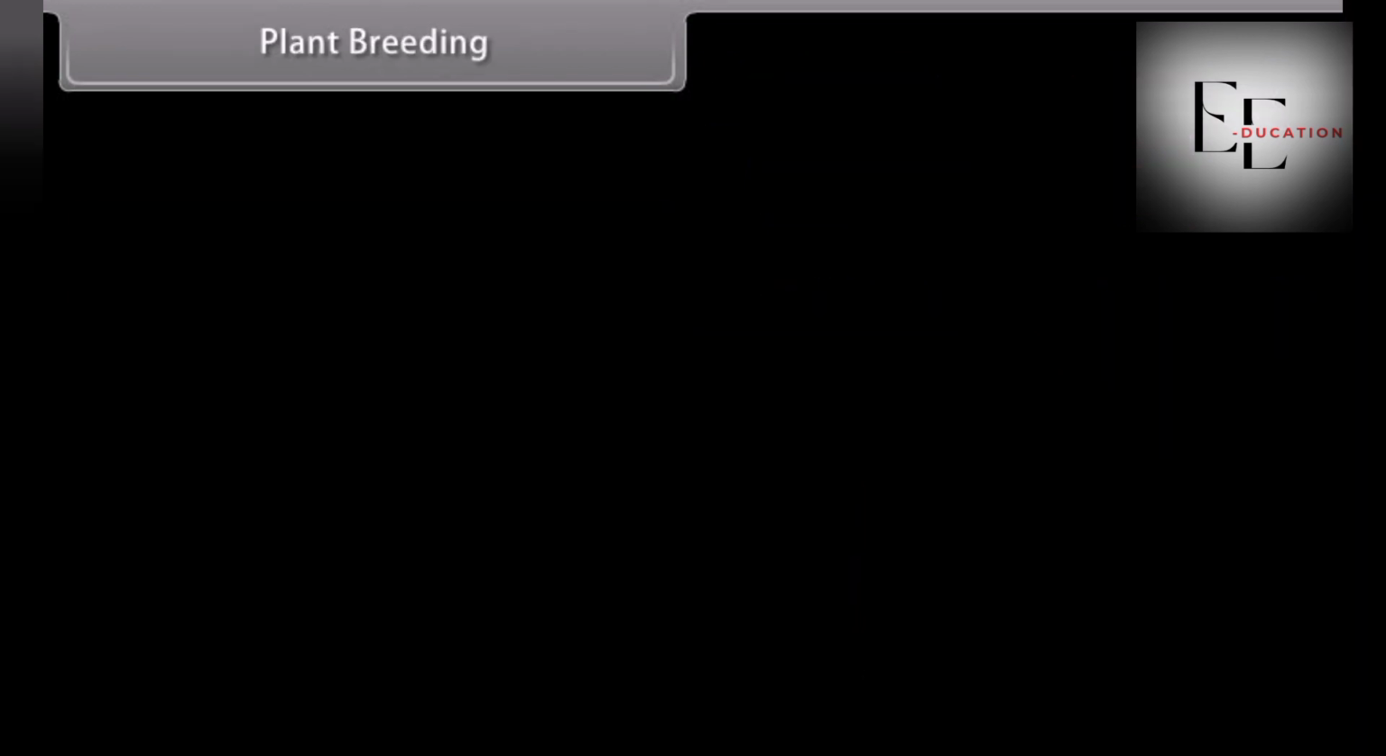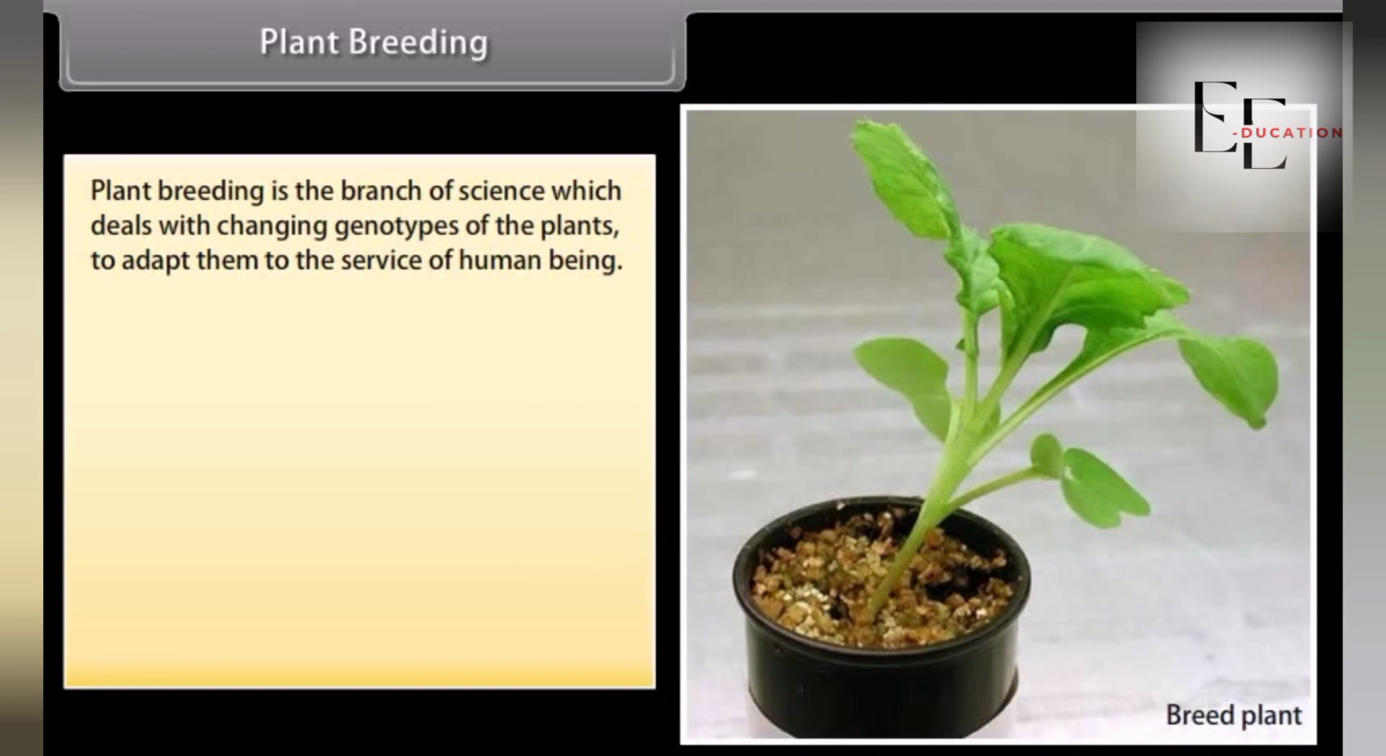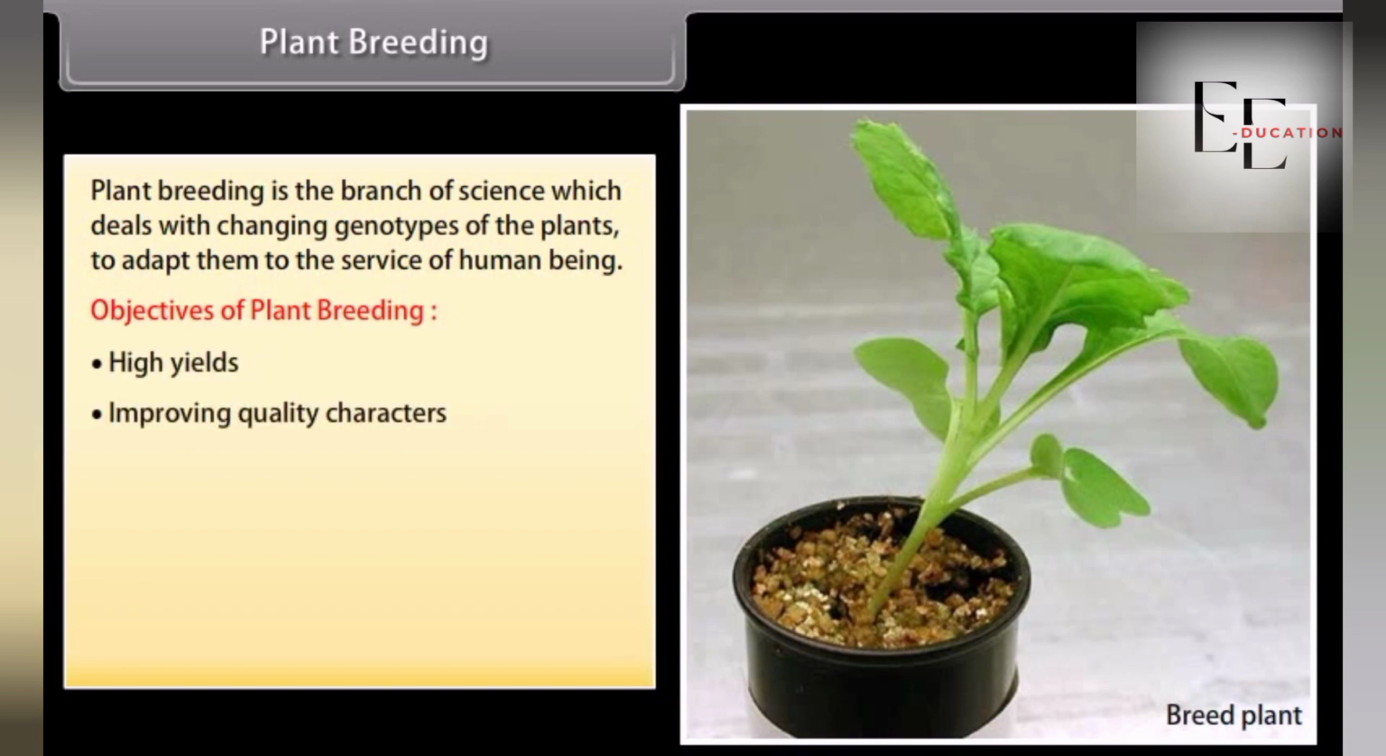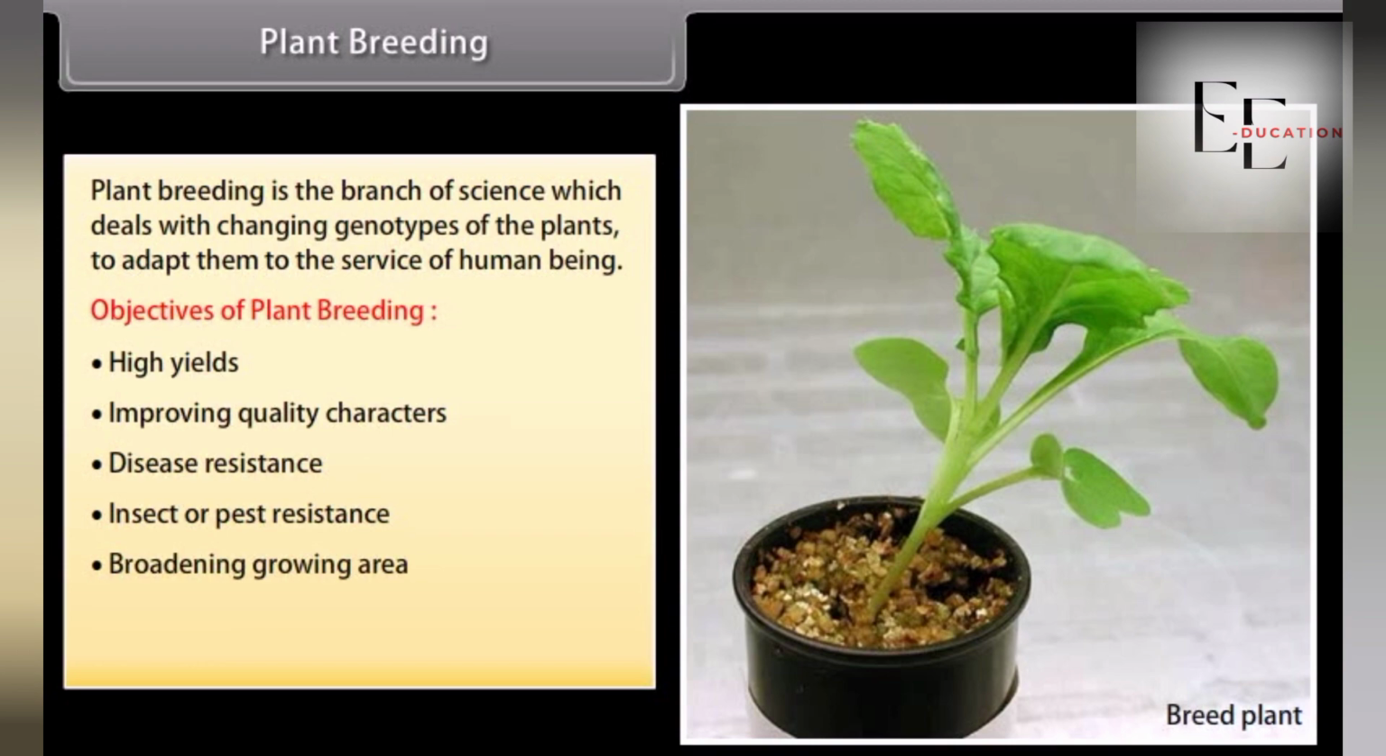Plant breeding. Plant breeding is the branch of science which deals with changing genotypes of the plants to adapt them to the services of human being. Objectives of plant breeding: high yields, improving quality characters, disease resistance, insect and pest resistance, broadening growing area.